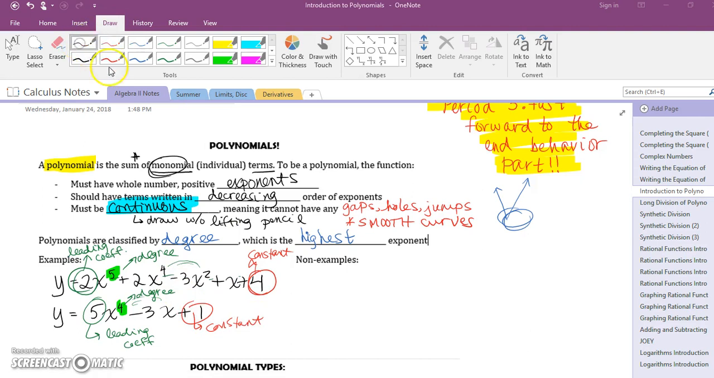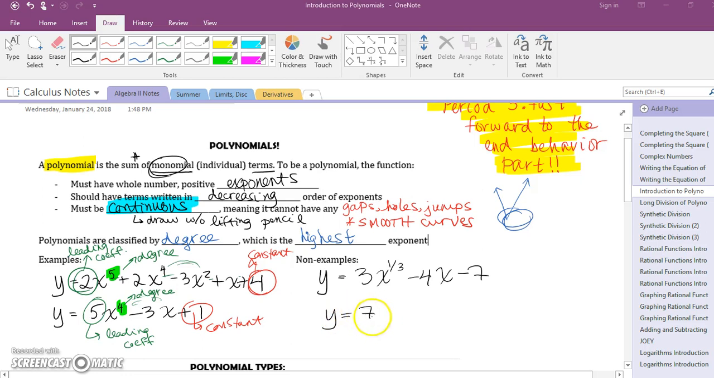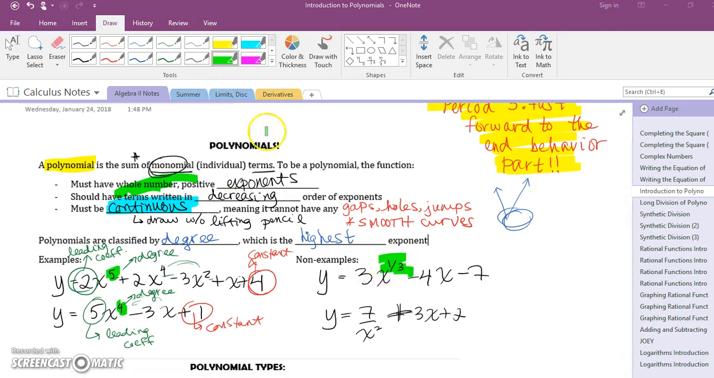So now I'm going to write down two non-examples, and I want you to think, as you're writing this down, why are these non-examples? So 3x to the 1/3 minus 4x minus 7 and 7 over x squared plus 3x plus 2. Now the first one might jump out at you and it's like, well, duh, if you have to have whole number exponents, that's definitely not a whole number. So that's the problem. But when you look at the second one, the exponent here is a 1, by the way. That's positive. That's positive.